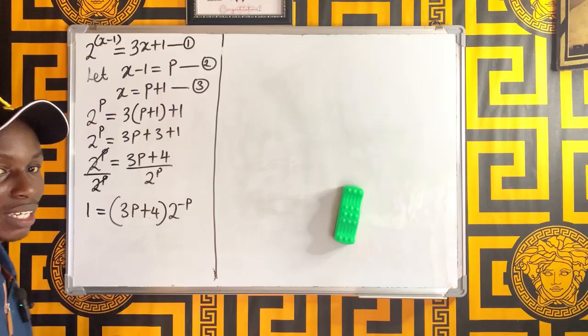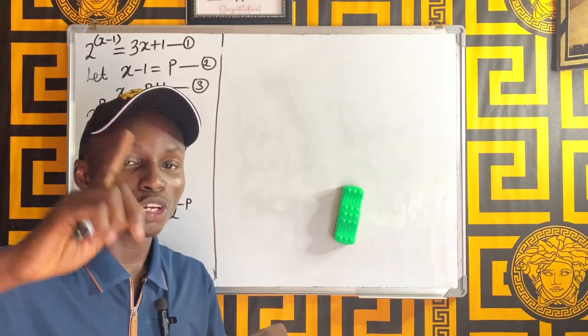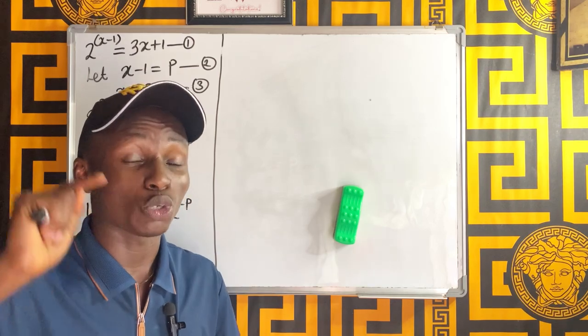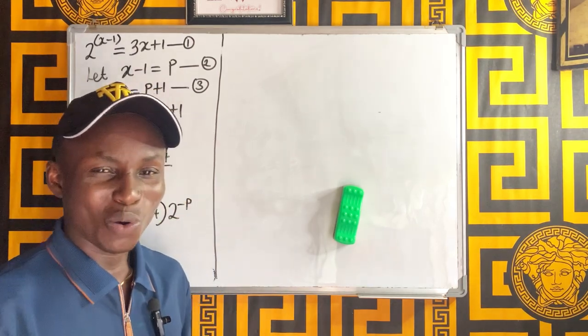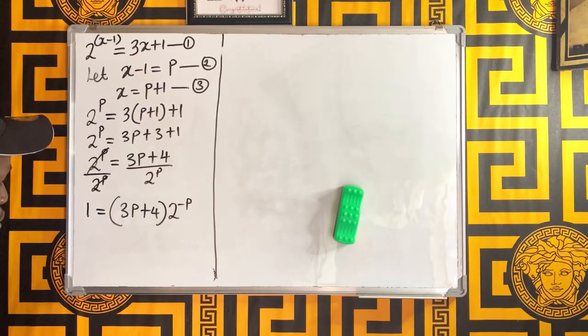Minus p. There's nothing wrong with it, because by obeying the properties of indices, 2 raised to the power minus p can also be seen as 1 divided by 2 raised to p. Wow. At this point, what are we going to do?